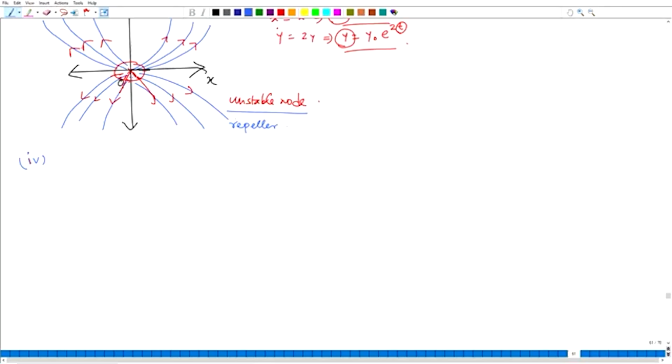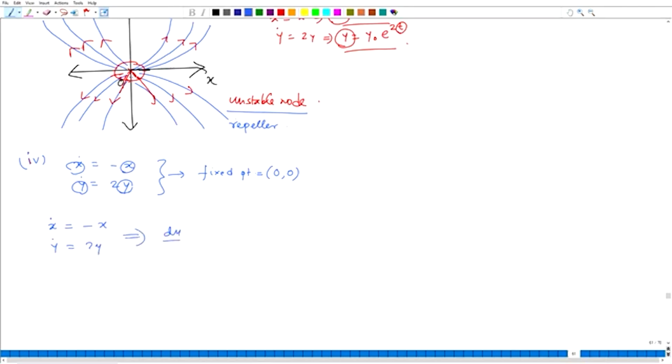And for that, if we simply take the case x dot is equal to minus x and y dot is equal to 2y, what will we have? Of course, the first thing is that the fixed point once again is 0 0. I can just use these variables as the perturbations with respect to the fixed point as well.